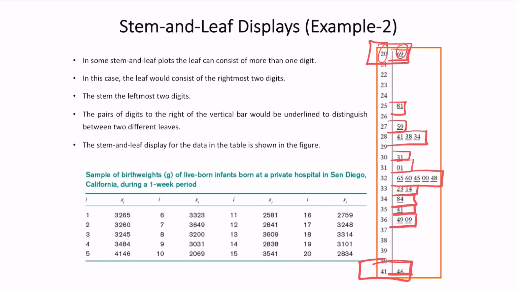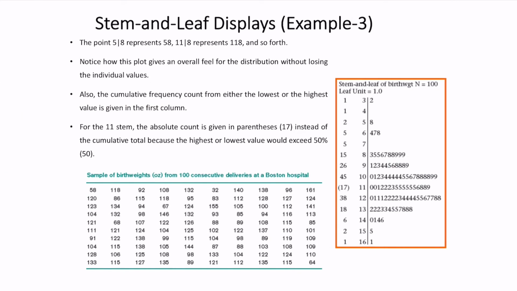For example, notice that 2069 here and 4146 are extreme data outside the general interval that we see here. So one way of noting down is this one. This is another one in ounces. So this is how you can represent the data.